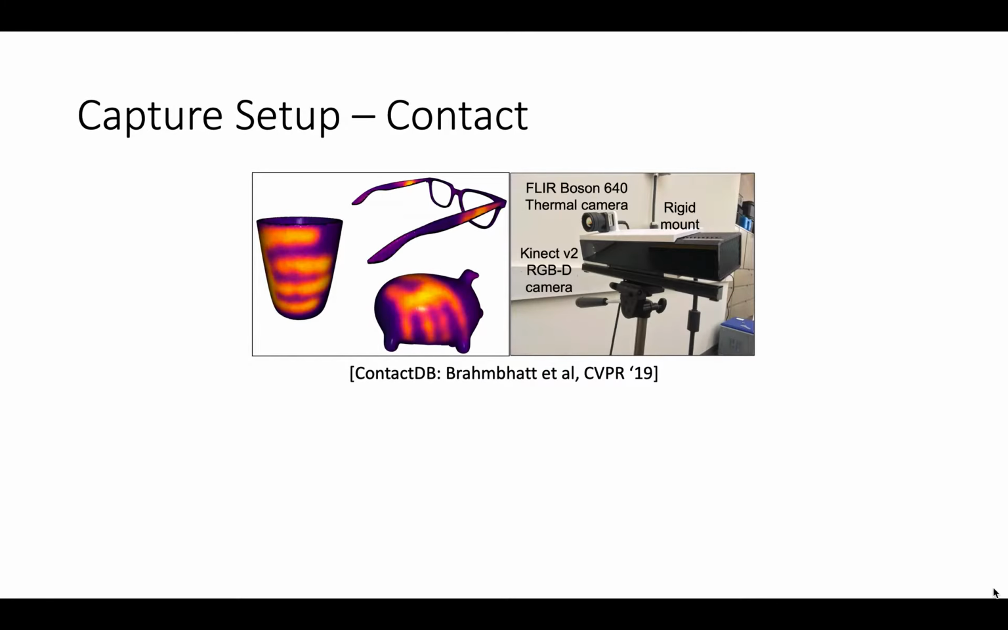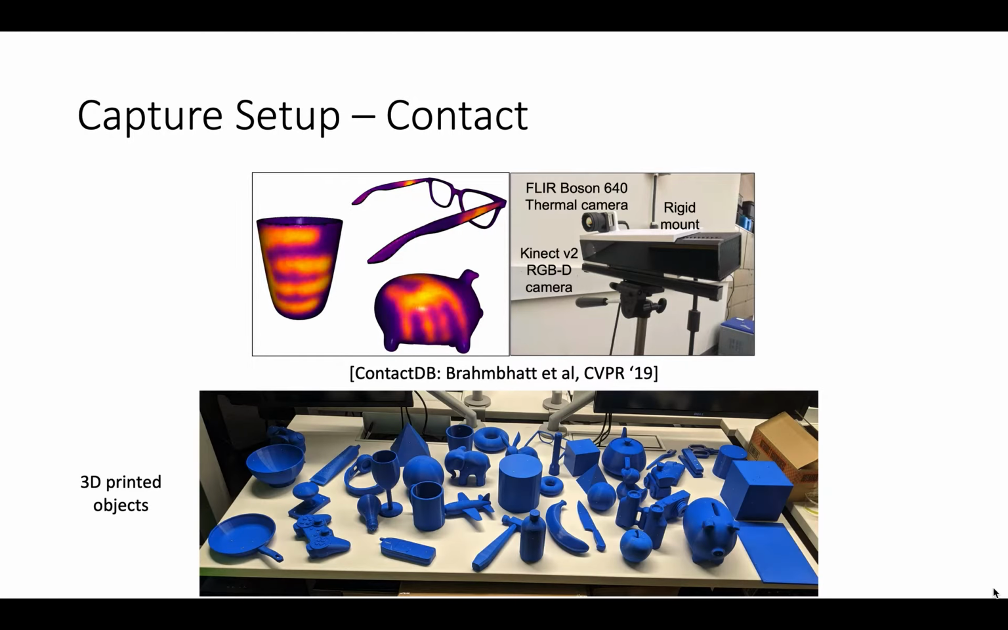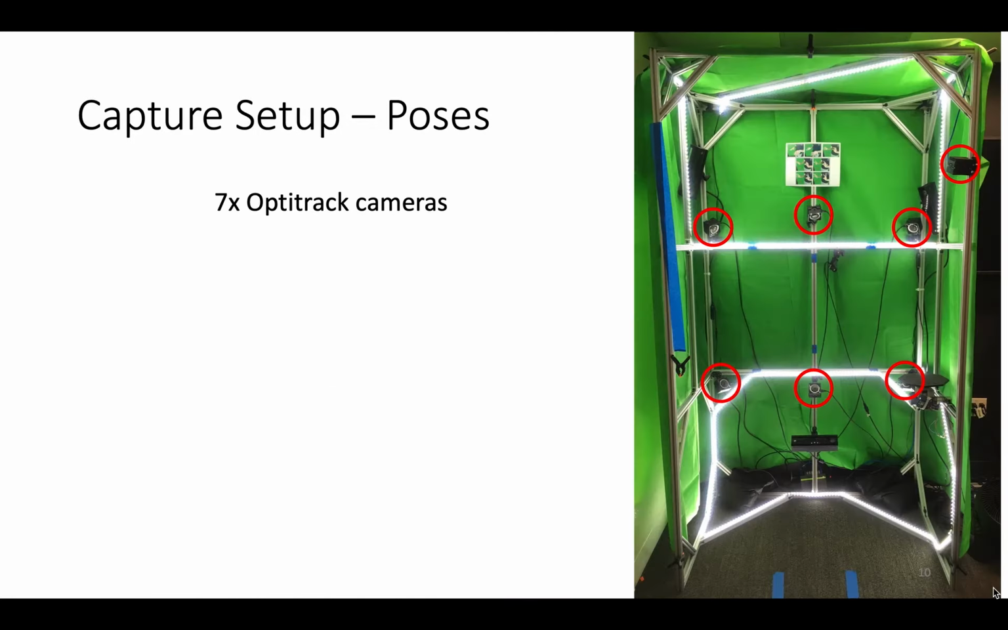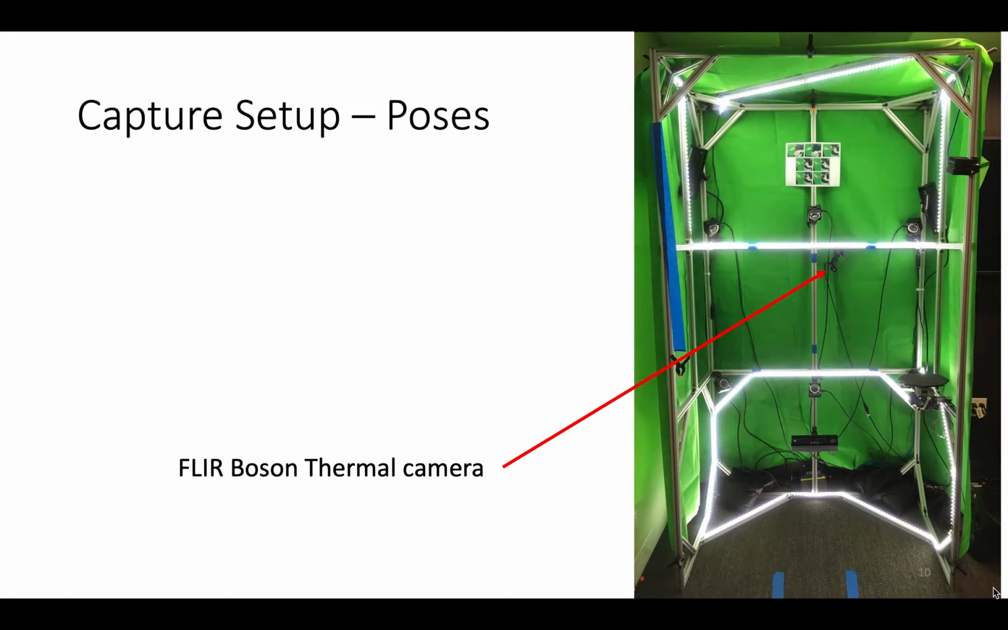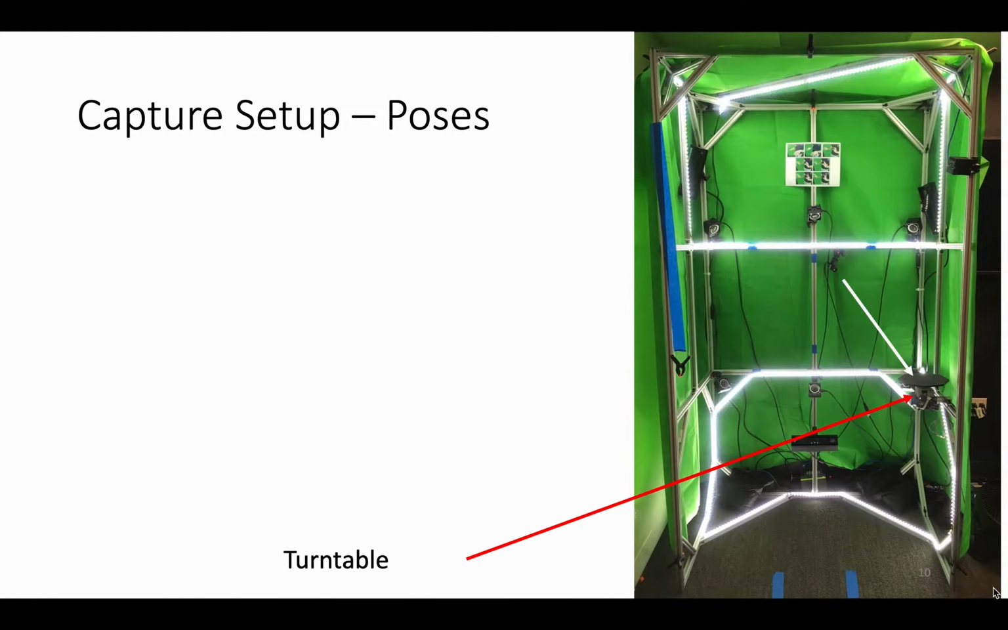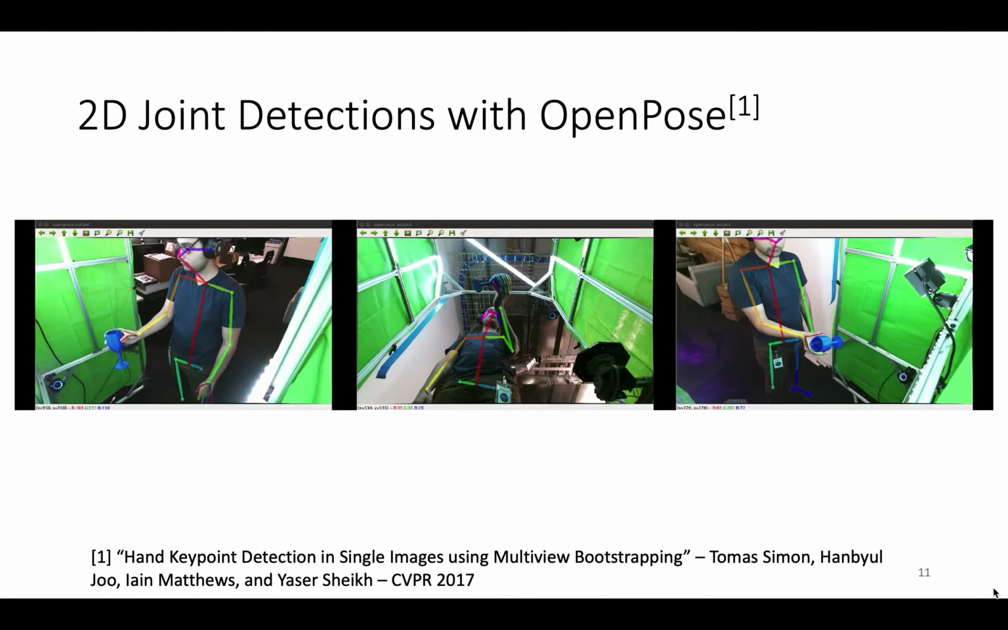To capture contact, we used the method from Brahmbhatt et al., which uses thermal imaging to observe the heat left by warm hands on the object surface after grasping. And we used life-scale 3D printed models of household objects. An OptiTrack system tracked the object, Kinects recorded multi-view grasp images, and a FLIR thermal camera captured contact when the object was placed on a turntable after grasping. Participants held the object in a static grasp and moved it randomly for 10 seconds.